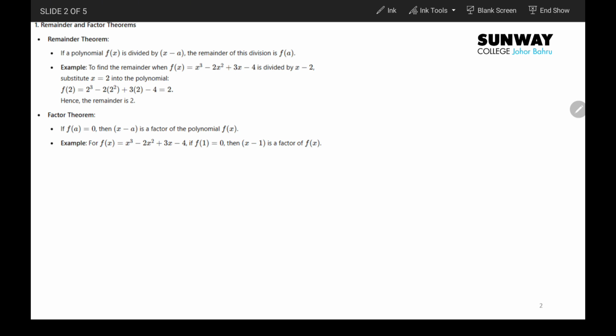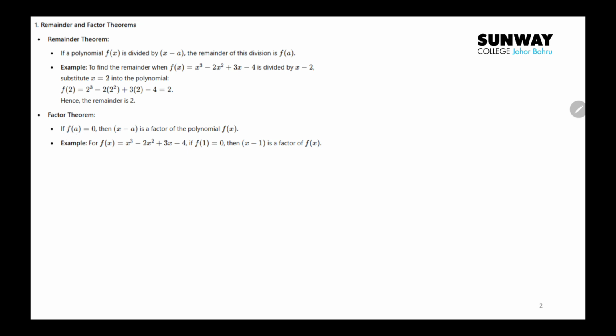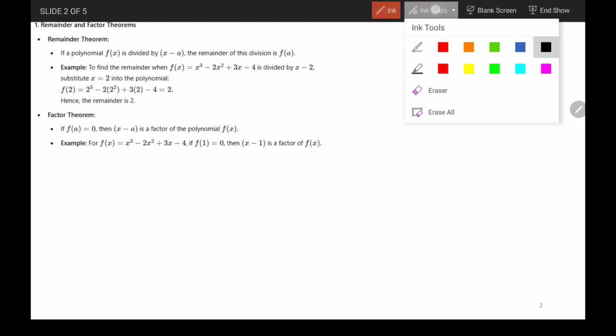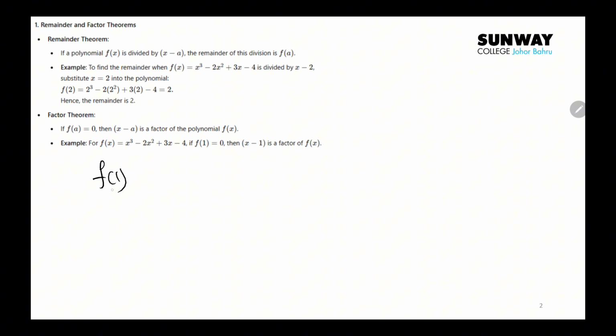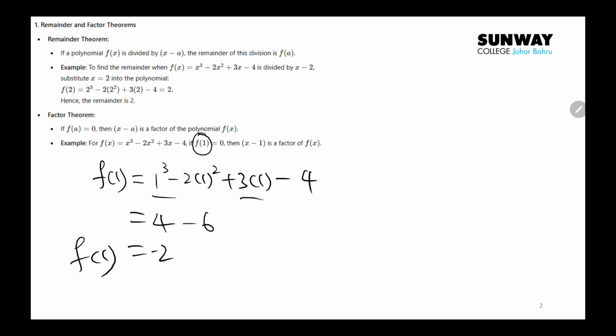Then we have come to the factor theorem. Factor theorem suggests to us that if you have f(a) equals 0, which means if you substitute 1 in this particular case into the equation, and it does give you a value 0, then it's a factor. Let us test it in this particular case. 1 to the power of 3 minus 2 times 1 to the power of 2 plus 3 times 1 minus 4. You will then get 4 minus 6 equals negative 2. In this case, substituting the value 1 into this equation does not give you 0. So x minus 1 is not a factor of f(x).